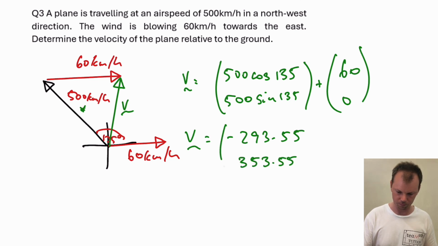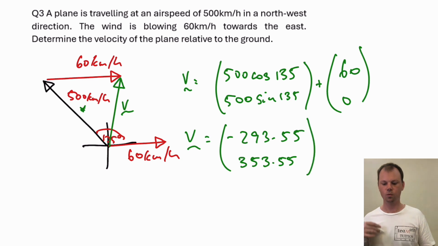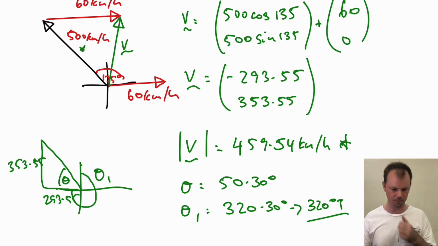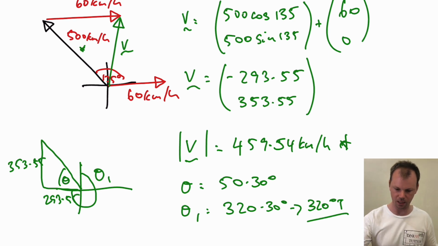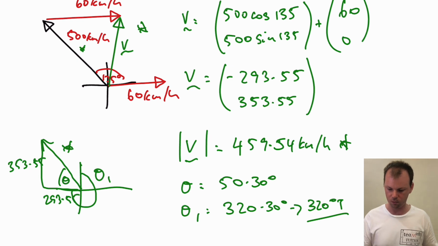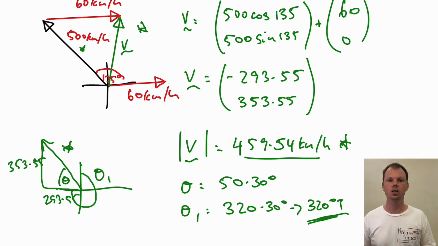And 353.55. Okay, and we can go ahead and convert that into a magnitude and a direction. So we've got the velocity or the speed, and we've got the direction. Now you can see that my diagram wasn't to scale, obviously, so this is the direction of the plane movement that I've got down here, and we've got the true bearing, and we've got the speed. So that's an introduction to relative velocity.